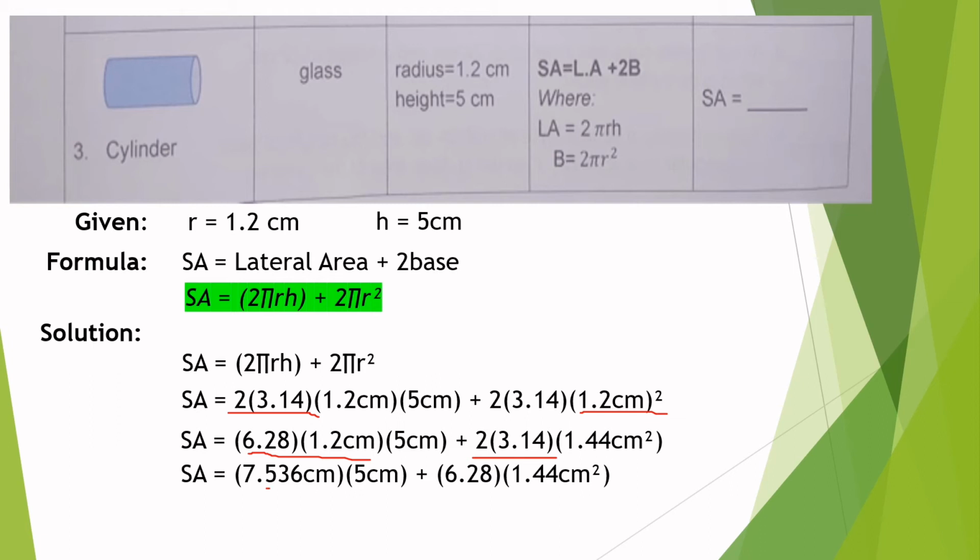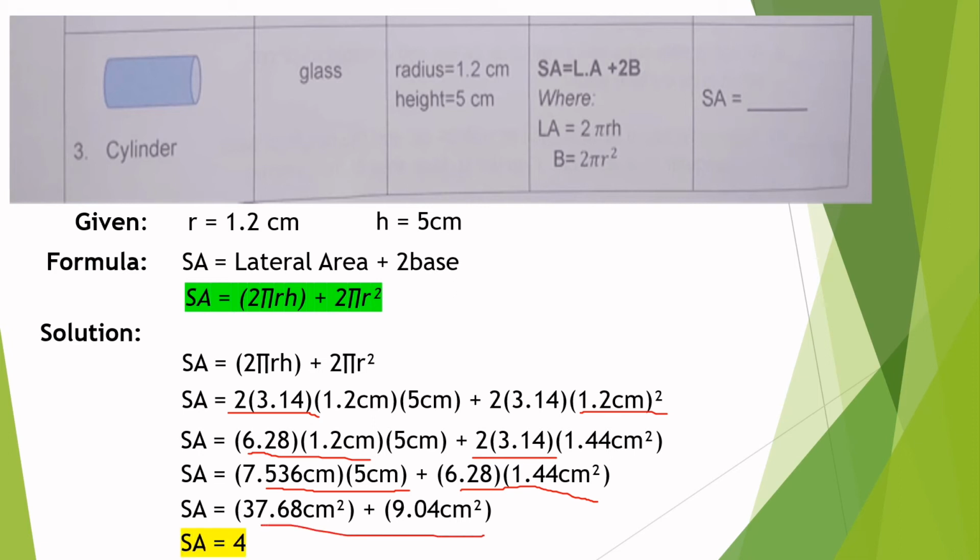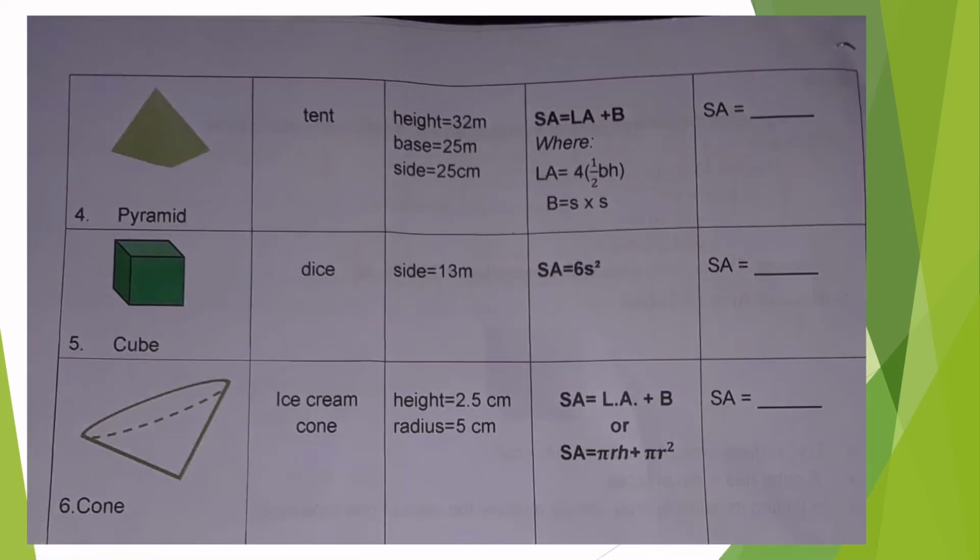Next, multiply 7.536 centimeter times 5 centimeter and 6.28 times 1.44 centimeter squared. We have now 37.68 centimeters squared plus 9.04 centimeters squared. Adding these two, we have now SA is equal to 46.72 centimeters squared. More examples, we have pyramid, cube, and cone.